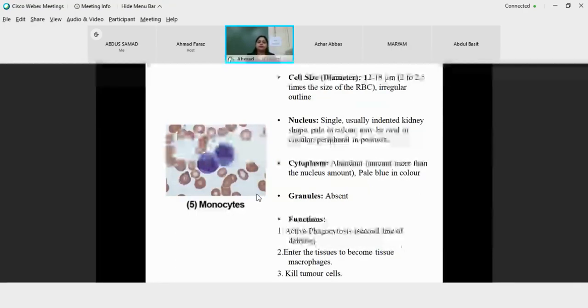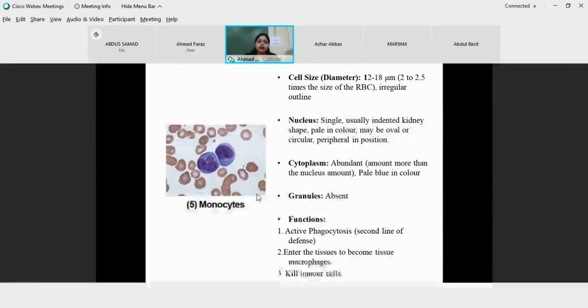Then the last cell is the monocyte. I told you monocytes are the biggest of them all. They are very large cells as compared to the other cells, which I've told you before. The size is 12 to 18 micrometer in diameter, and you can compare them with the surrounding RBCs. It is twice to 2.5 times larger than the size of the surrounding RBCs.